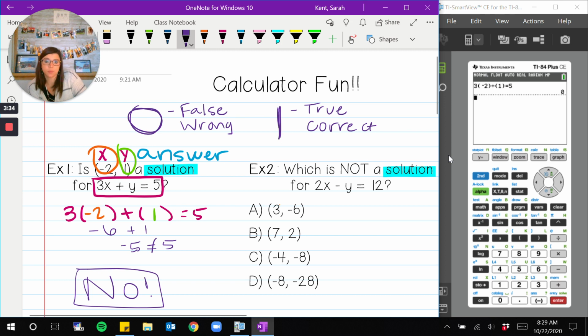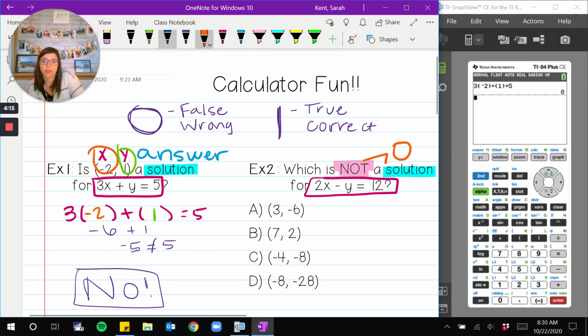For example 2, we want which of the following is not a solution for 2x minus y equals 12. So we're looking for an answer choice that is not a solution. So if we want not a solution, we want to see 0 in the calculator. So I'm going to do each answer choice just like I worked example 1.